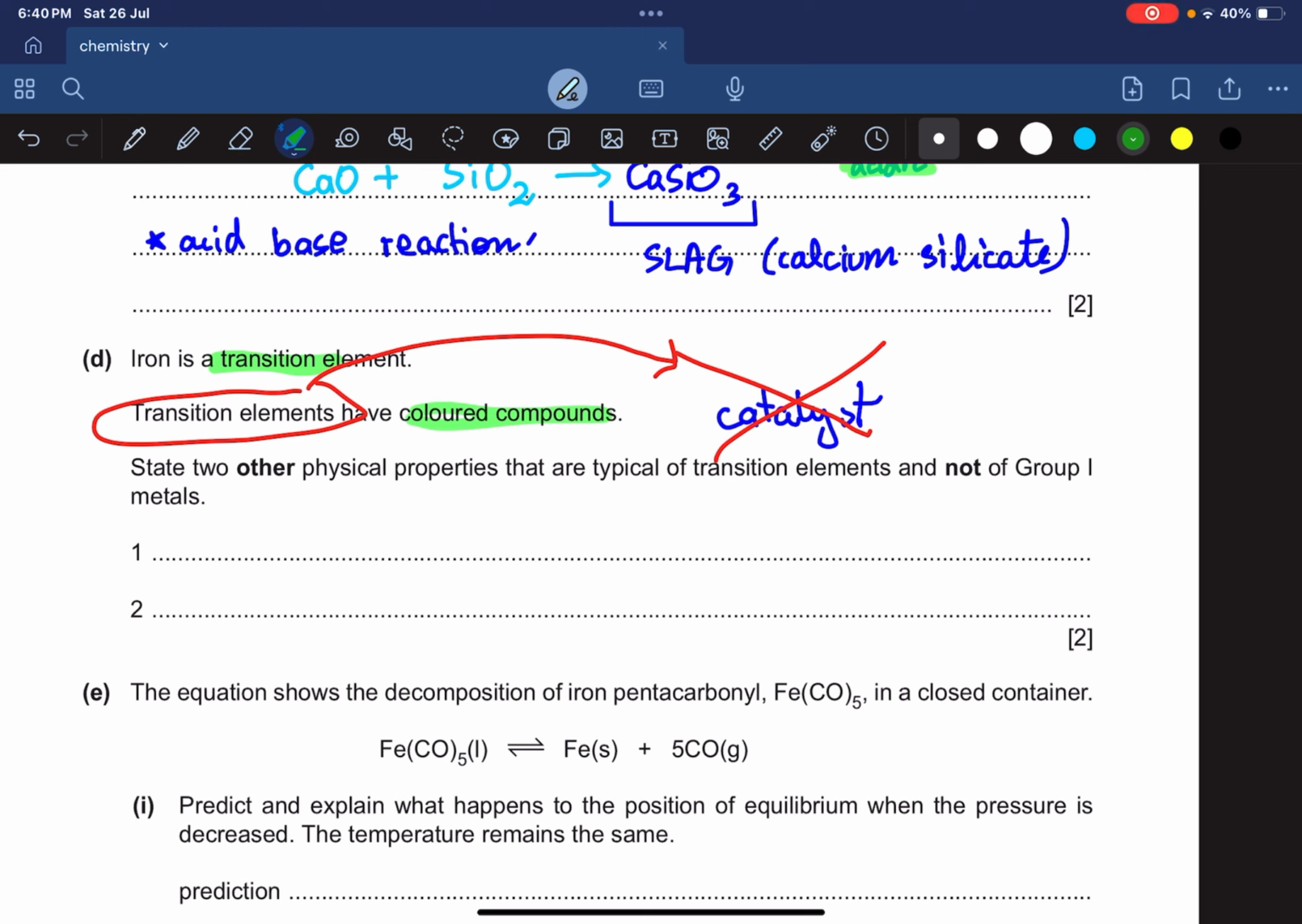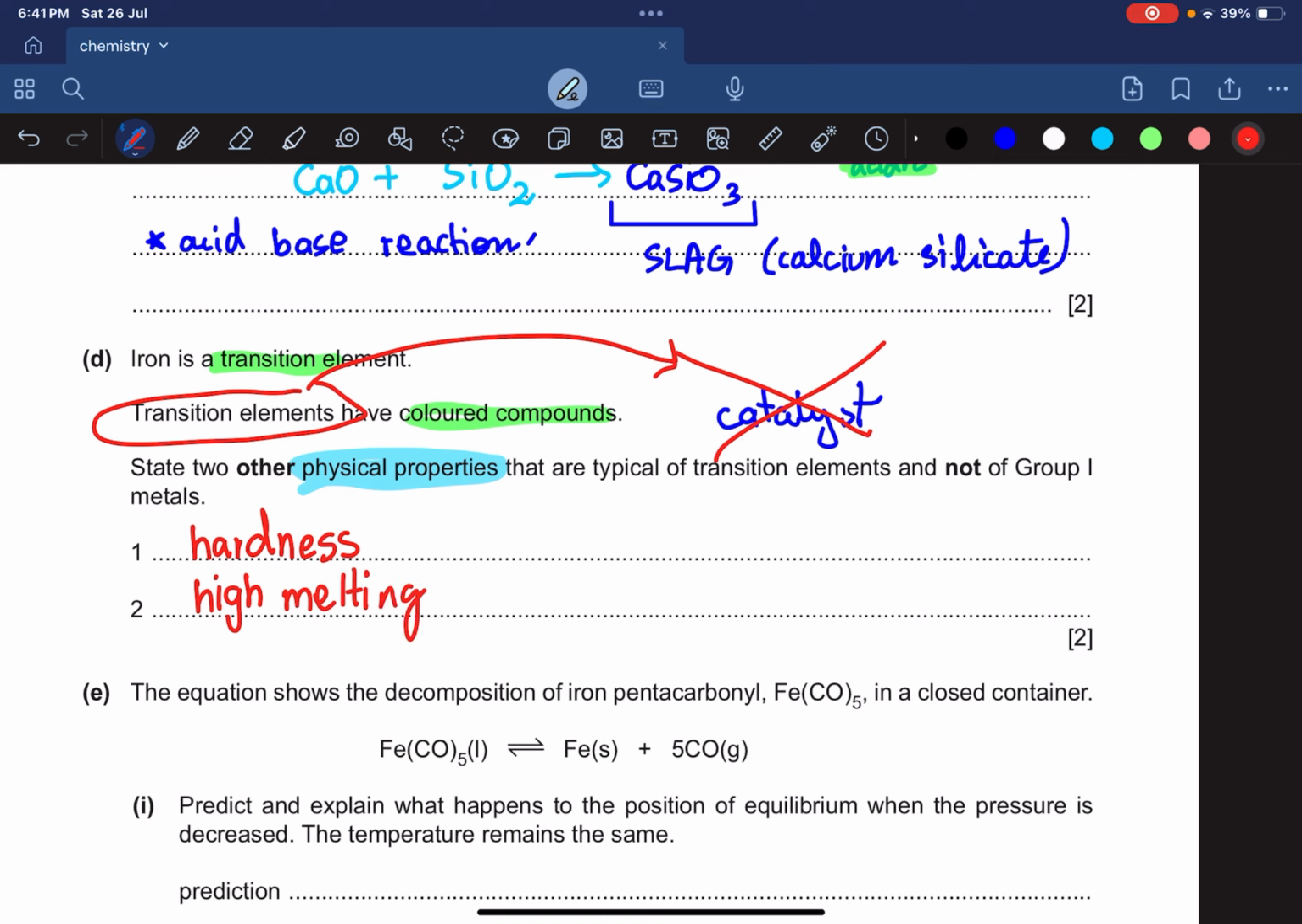Because that's where we get stuck. That's where we don't read the question properly. They've asked for physical properties. Acting as a catalyst is not a physical property, it's a chemical property. So over here, you have to write about your hardness. It's hard, it's strong, it forms colored compounds, and secondly, about its high melting and boiling point.